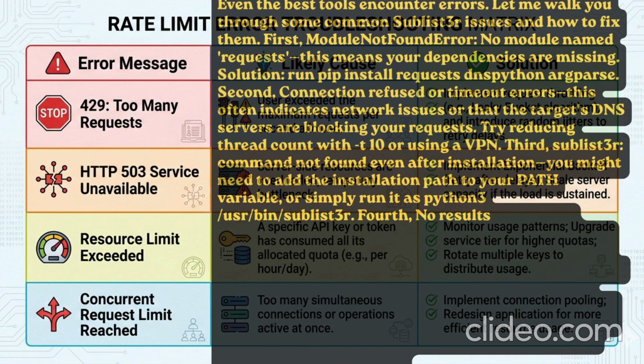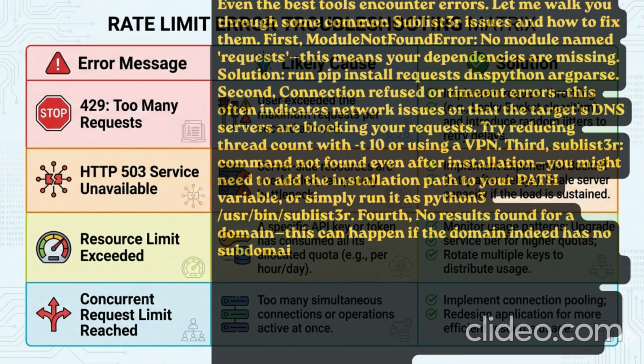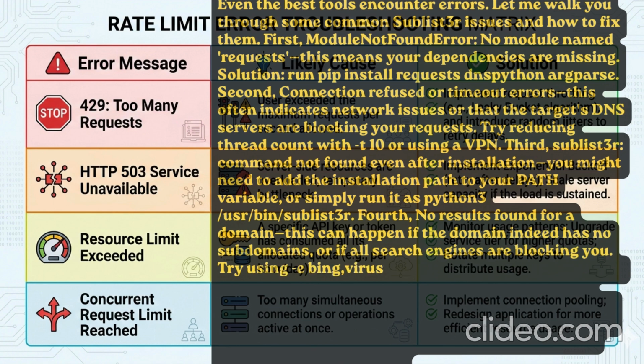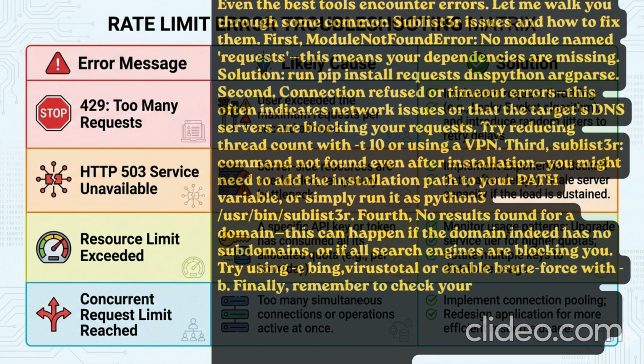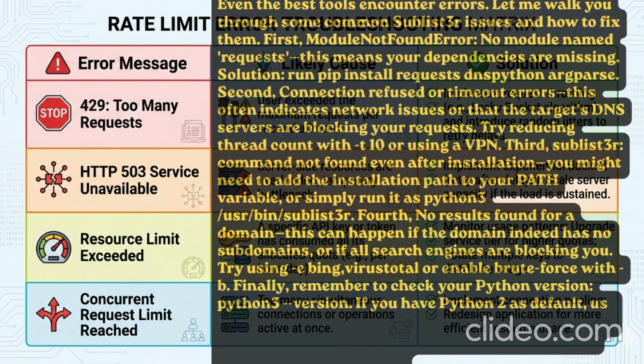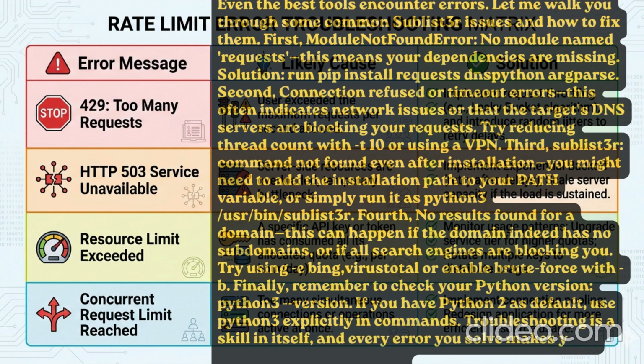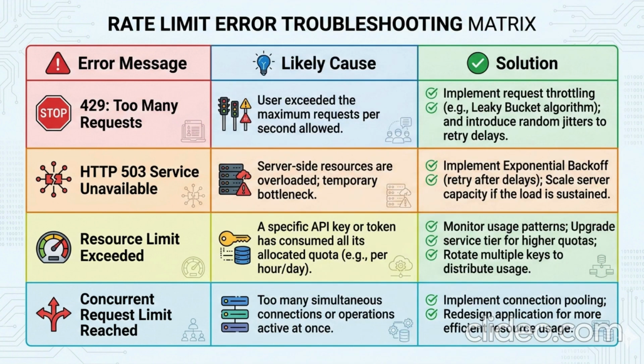Fourth, no results found for a domain. This can happen if the domain indeed has no subdomains or if all search engines are blocking you. Try using -e with Bing, VirusTotal, or enable brute forcing with -b. Finally, remember to check your Python version: python3 --version. If you have Python 2 as default, use python3 explicitly in the command. Troubleshooting is a skill itself, and every error you solve makes you a better penetration tester.